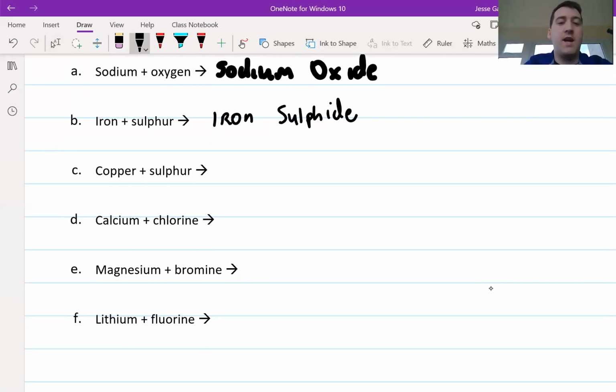Okay, so here we go. The next one should be copper is the metal, so it comes first, and it's copper, and it's going to be sulfide.